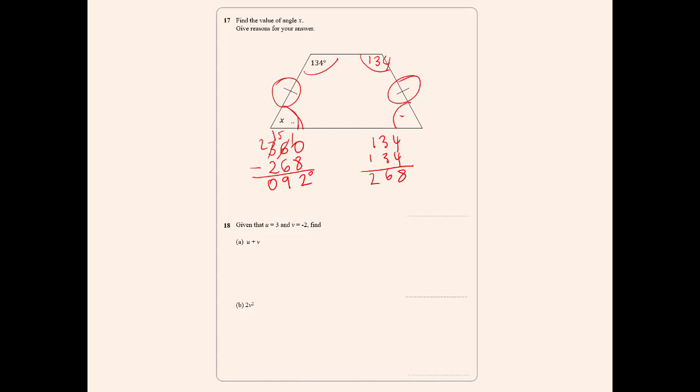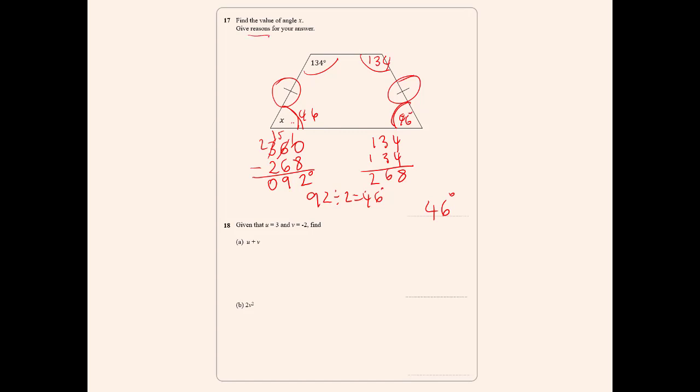Now because x and the angle over here is the same, so we can split 92 in 2 halves, so 92 divided by 2, which gives us 46. So we know x is 46 and this angle here is 46 as well. So the answer is 46 degrees. Okay, so give reasons for your answer.